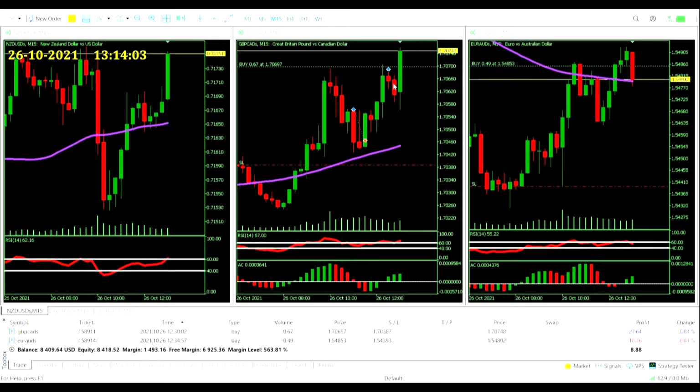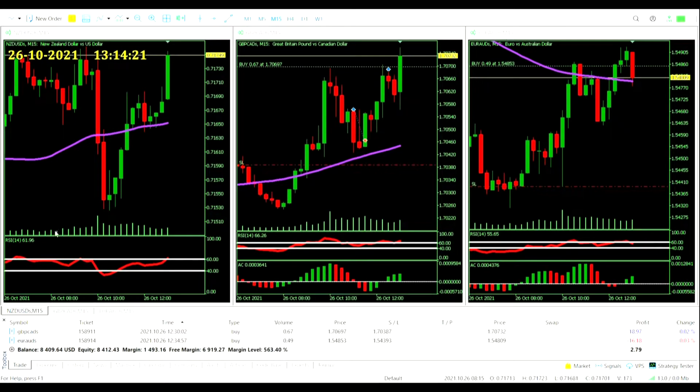Coming up to 1:15, pretty mixed on these trades. Pound Canadian dollar actually coming to our favor after a nice green candle here. But Euro Aussie dollar over on the right, that's gone reverse into red, not what we want to see. Let's look at this New Zealand dollar, US dollar though.